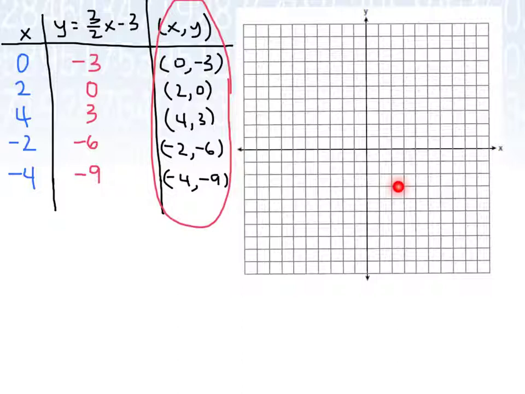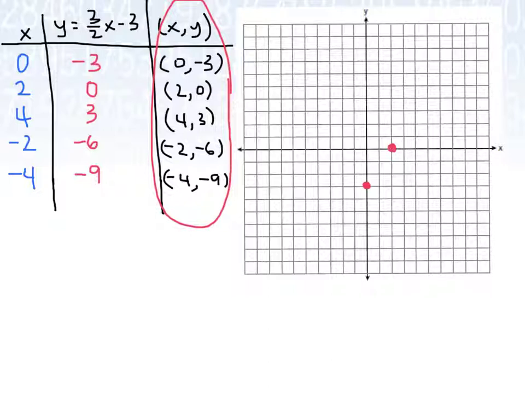So the first ordered pair I'm going to plot is 0, negative 3. And when I'm going to plot 0, negative 3, that means I start at the origin and I do not move left or right, but I move 3 down. So we should have a plot right here. Plotting 2, 0, that means I'm going to start at the origin and go 2 to the right and don't move up or down. So I should have an ordered pair at 2, 0, that's right here.